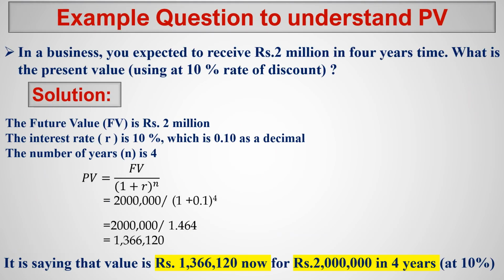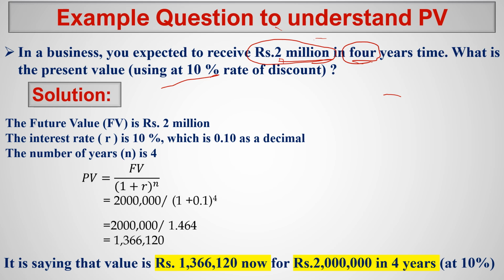So in a business, here is an example. In a business, you expected to receive 2 million in 4 years' time. What is the present value using a 10% rate of return? So in a business, we are going to get 2 million. We don't know how much we invested, but it is a simple calculation. We are going to get 2 million at a 10% discount rate after 4 years. So 4 years is my time period.